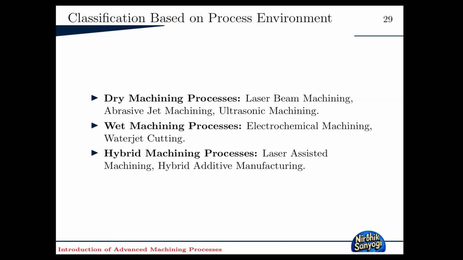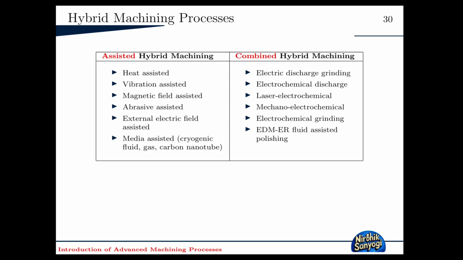In a wet machining process like electrochemical, water jet or chemical machining, the workpiece will always be in a wet condition. Then the hybrid machining process, like laser assisted machining. As I told you, here multiple machining processes are hybridized to get better features and better performance. We will discuss more about hybrid machining processes.